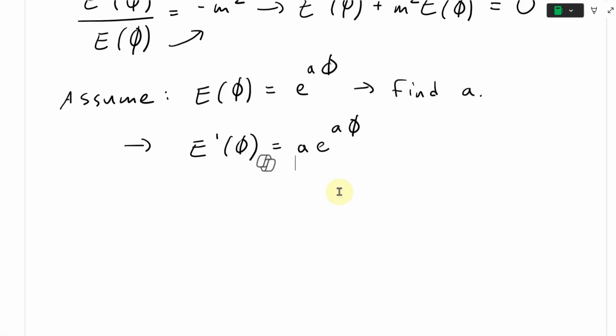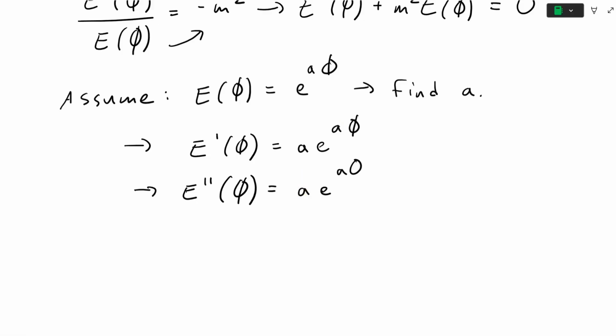So that is that. Now the second derivative, E double prime of phi, we do the same exact thing. This a is a constant, doesn't change anything. Just leave it a, then e to the a phi, chain rule, put the a down, so a squared. So that's what we have there.